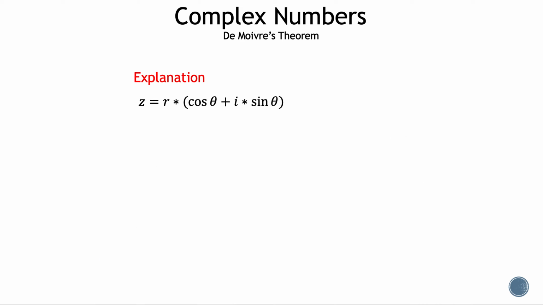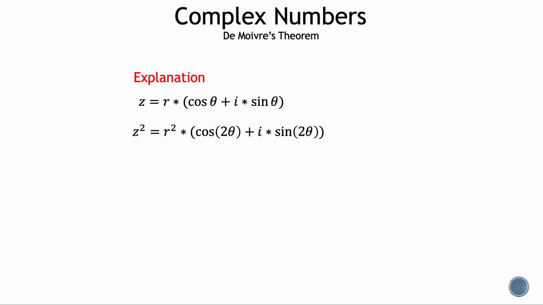Now, let's talk about de Moivre's theorem. Here we have a complex number, z is equal to r times the quantity of cosine theta plus i times sine theta. Let's multiply this complex number by the same complex number. Remember, when we multiply these types of complex numbers, we multiply the moduli, or r, and add the arguments, or theta. Let's simplify. So now we have z squared is equal to r squared times the quantity of cosine 2 theta plus i times sine 2 theta.